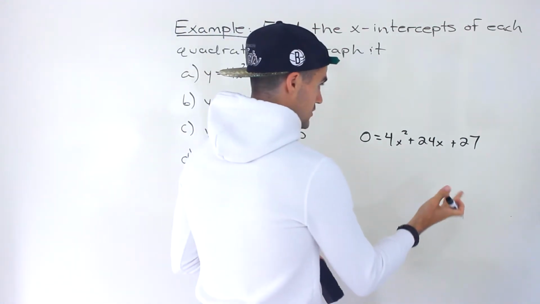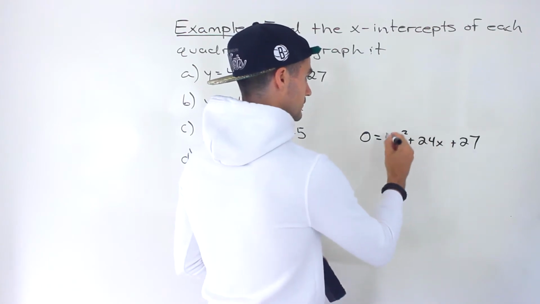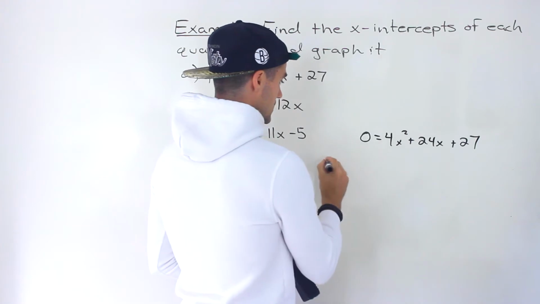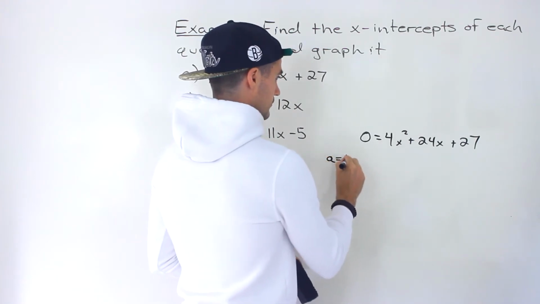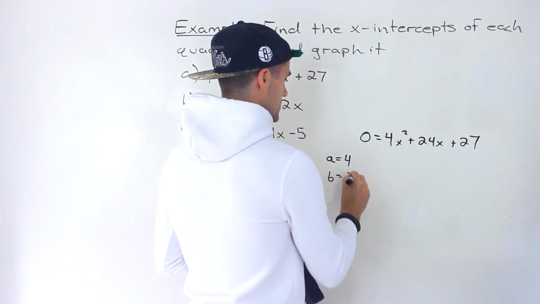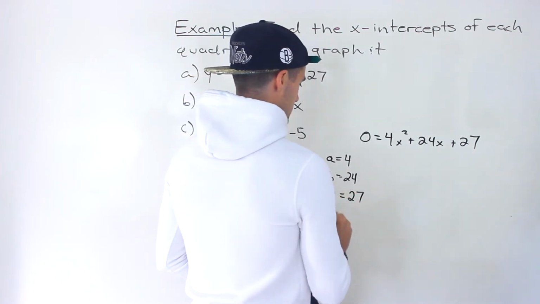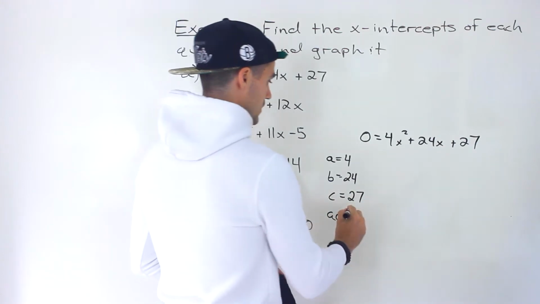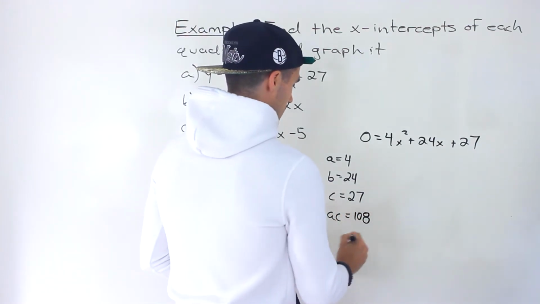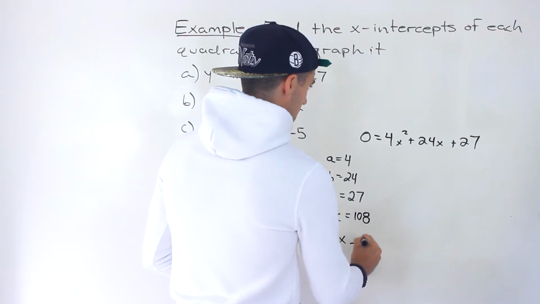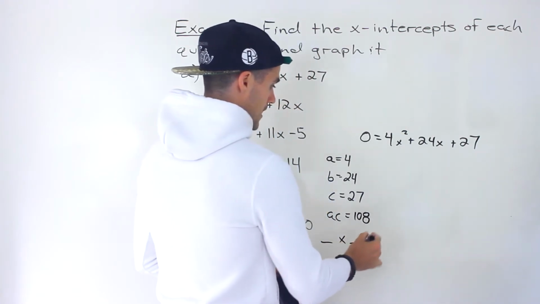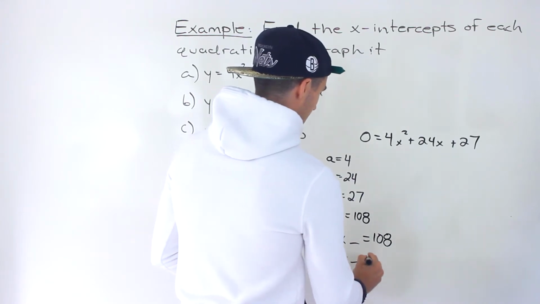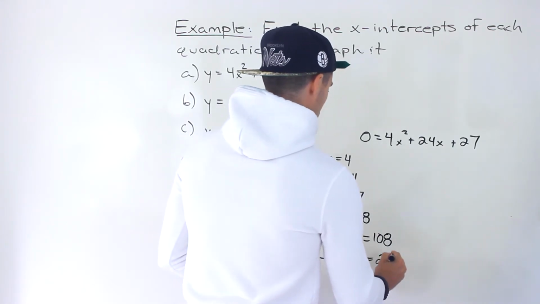So first thing we always look for, can we take out a greatest common factor? Notice between 4, 24, 27, we can't. So let's see if we could factor by decomposition. And so the AC value is going to be 4 times 27, which would give us what, 108. And so we've got to find two numbers that potentially multiply to 108 and then add up to 24.